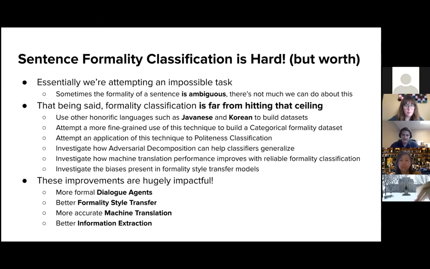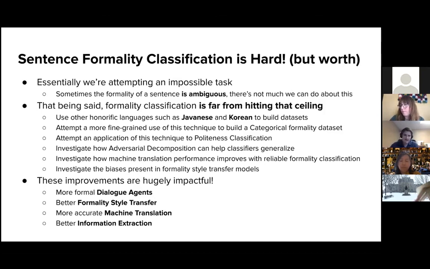We could run this technique with lots of other languages, like Korean. We can attempt to do this in categorical formality. We can attempt to apply this to politeness. I think adversarial decomposition is the way of the future for formality estimation. There's a lot of work to be done.